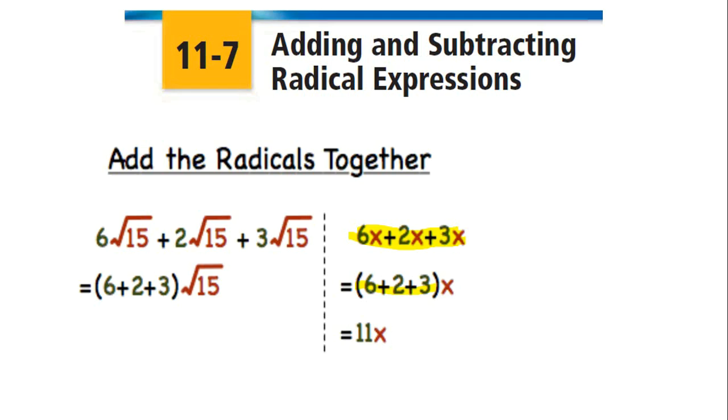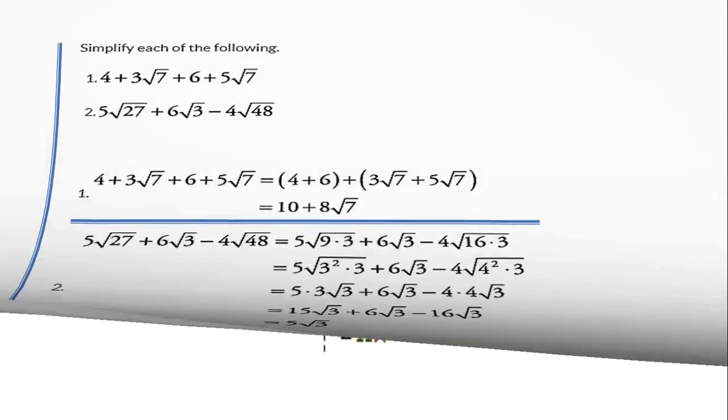Exactly the same as if we are adding the radicals. 6 radical 15 plus 2 radical 15 plus 3 radical 15. Since the radicals are all the same, we can add the coefficients. 6 plus 2 plus 3, so it is 11 radical 15.